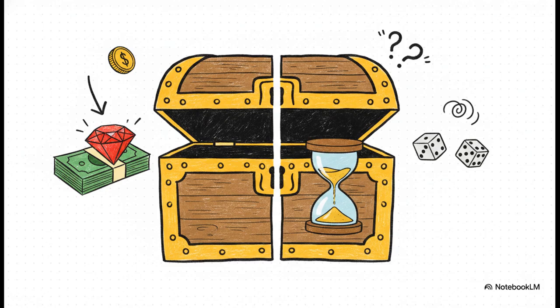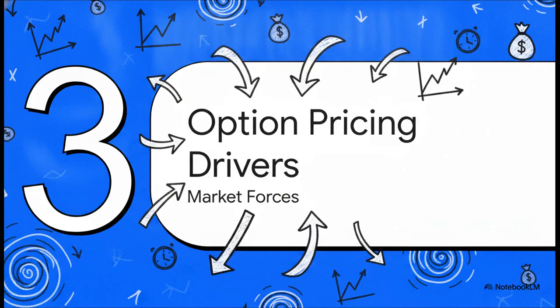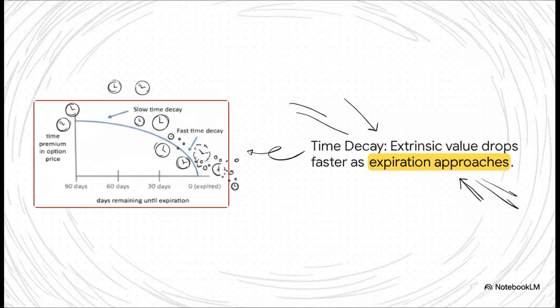Basically, it's the market pricing in the possibility that the stock might swing in your favor before time completely runs out. Section 3, drivers of option pricing. Now that we've got our core vocabulary down, let's look at the invisible market forces that are constantly pushing and pulling at an options premium price. What exactly changes that extrinsic value second by second?